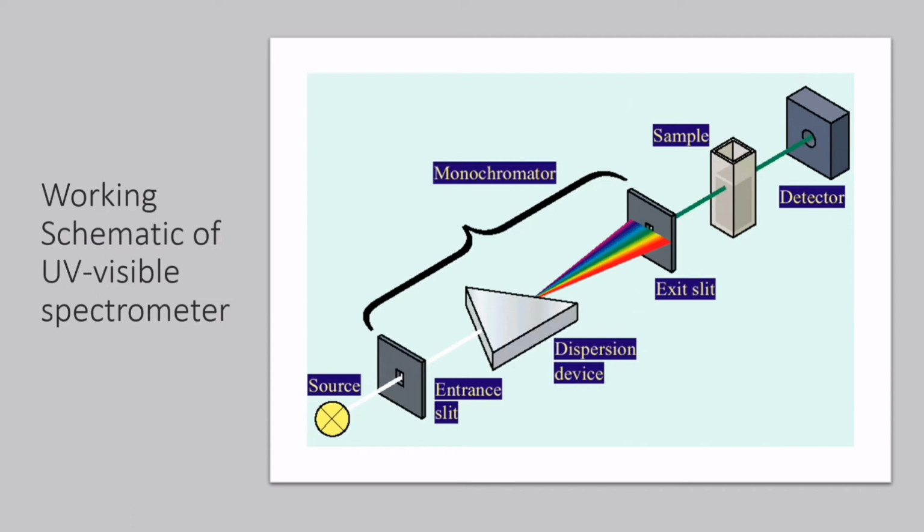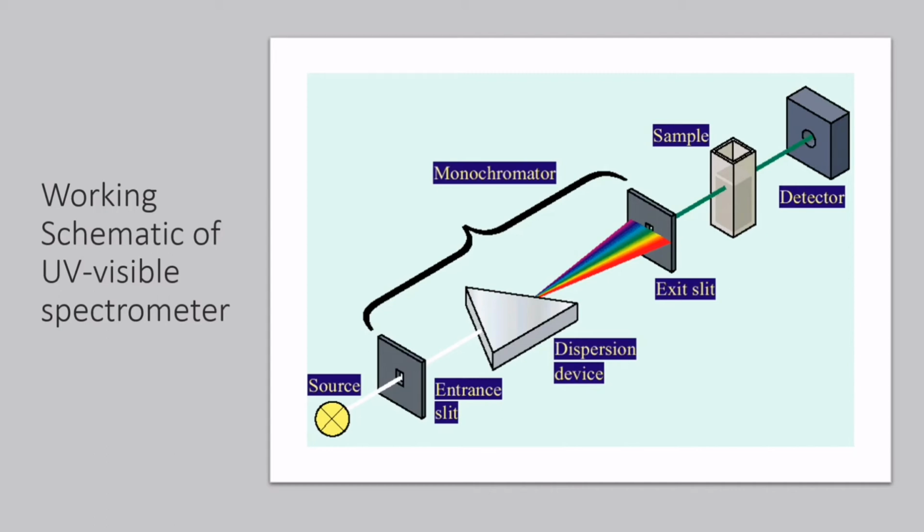There are 4 basic components to a simple single-beam UV-Vis spectrometer. Here we have a light source, a monochromator, a sample holder, and a detector. The light source passes polychromatic radiation to the monochromator. The monochromator converts polychromatic radiation into component wavelengths or bands of wavelengths. It resolves polychromatic radiation into its individual wavelengths and isolates these wavelengths into very narrow bands.